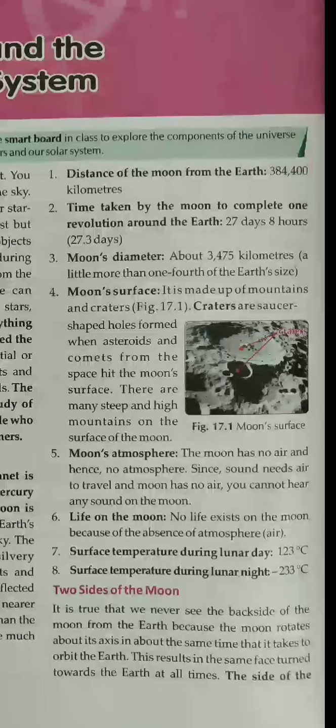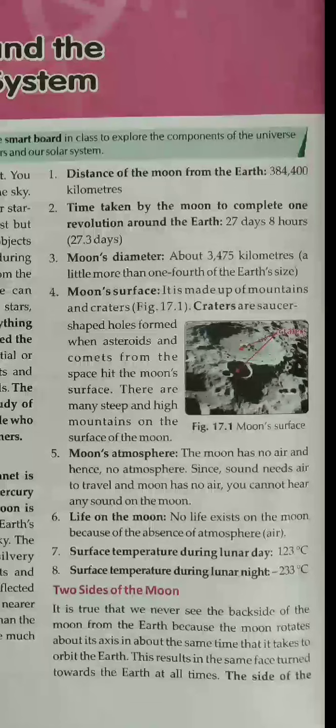Fifth point is moon's atmosphere. The moon has no air and hence no atmosphere. Since sounds need air to travel and moon has no air, you cannot hear any sound on the moon. Sixth point is life on the moon. No life exists on the moon because of the absence of atmosphere. Seventh point is surface temperature during lunar day is 123 degrees Celsius. Eighth point is surface temperature during lunar night is minus 233 degrees Celsius.